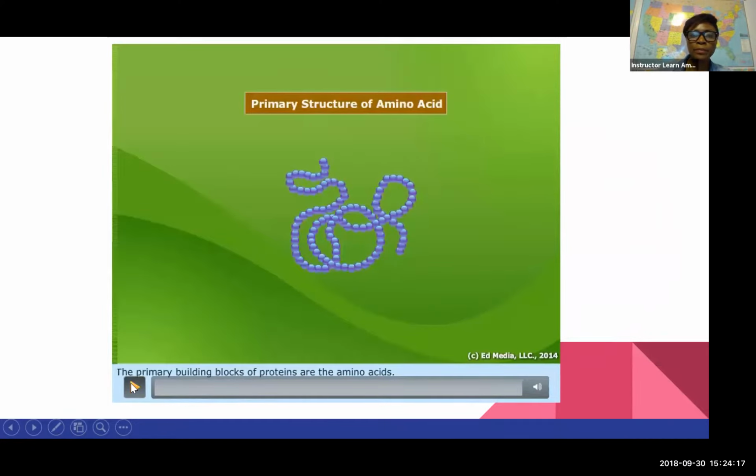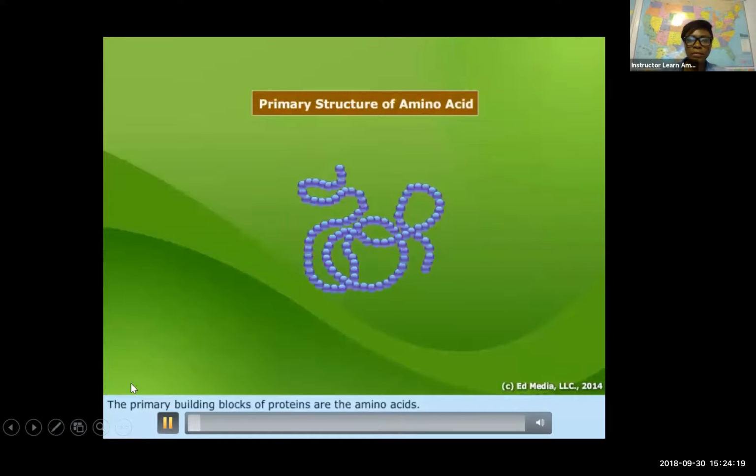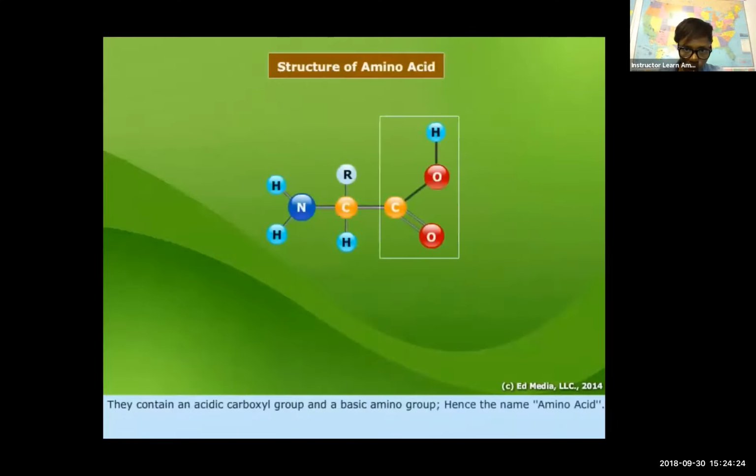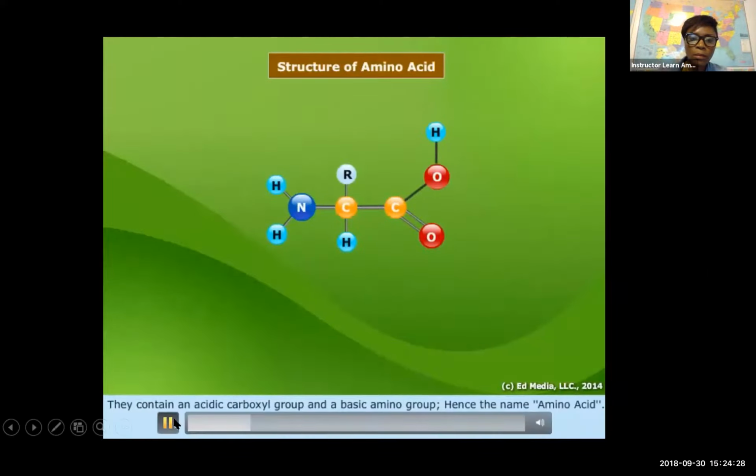Ready? Here we go. The primary building blocks of proteins are the amino acids. They contain an acidic carboxyl group and a basic amino group, hence the name amino acid.